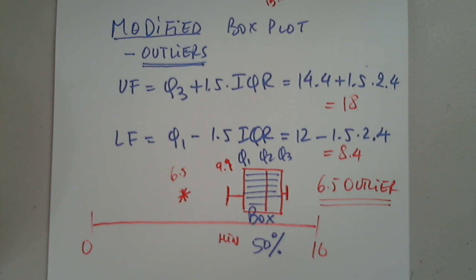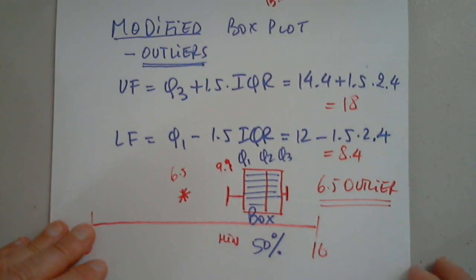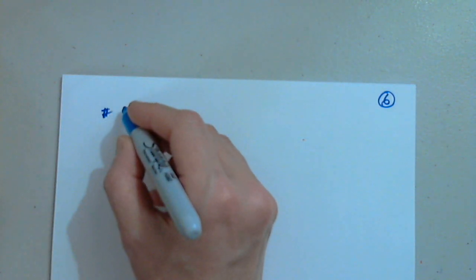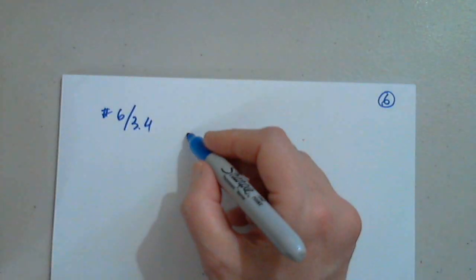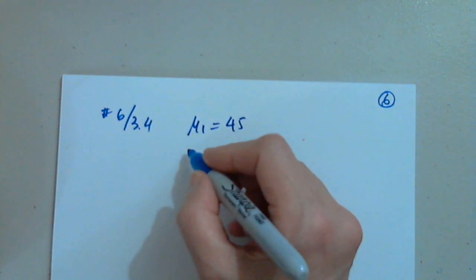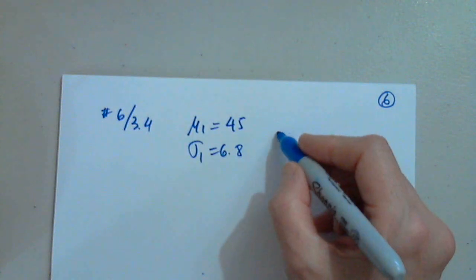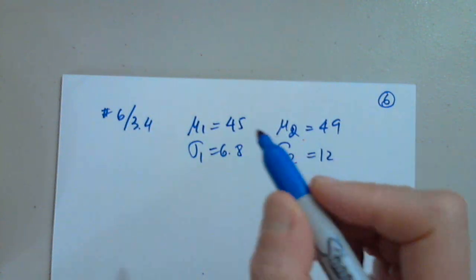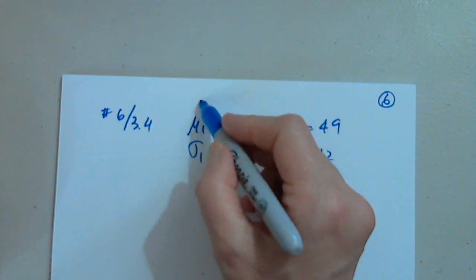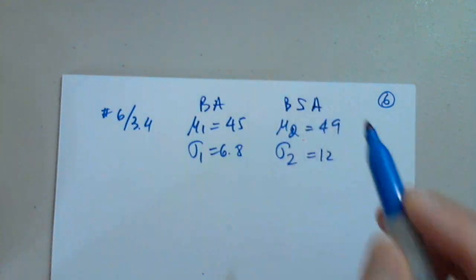Okay, perfect. The table shows population statistics for the ages of best actor and best supporting actor winners at the end of the award. Okay, the distribution of the ages are good. I'm going to copy those. So that's my page 6, and we are working on 6 in 3.4. Okay, perfect. So I have mu 1 is 45, sigma 1 is 6.8, mu sub 2 is 49, sigma sub 2 is 12. So this is for best actor and best supporting actor. Fine.